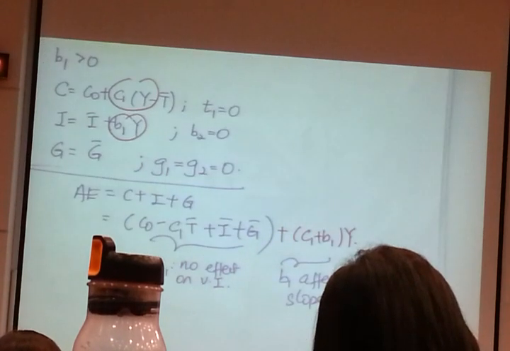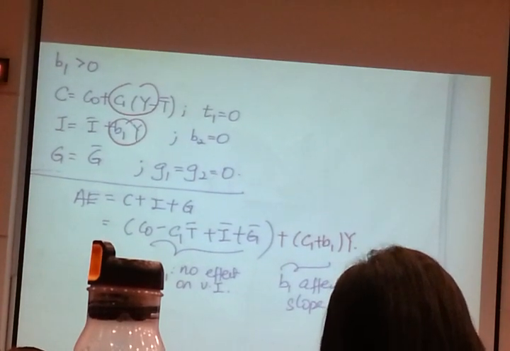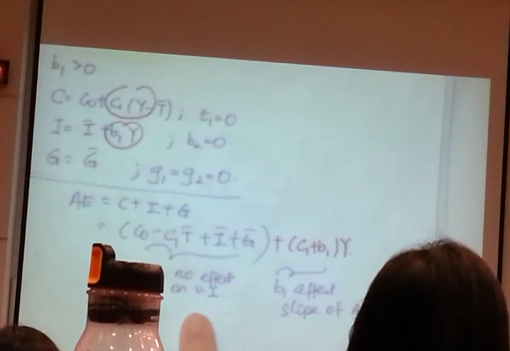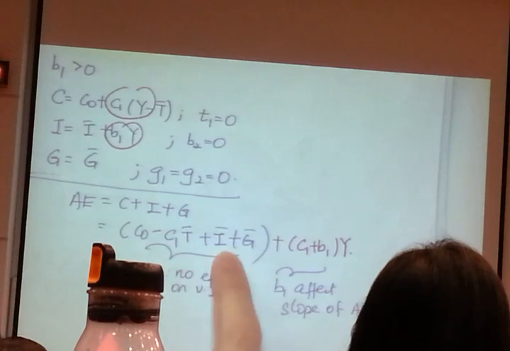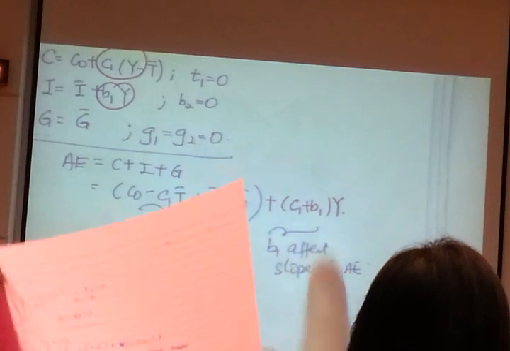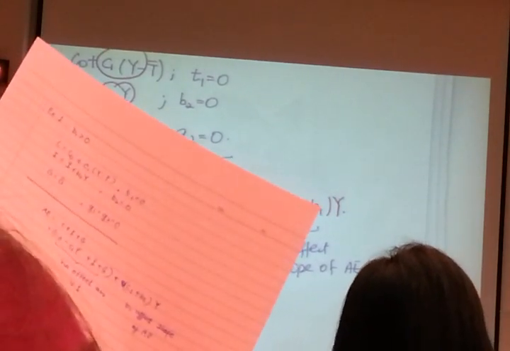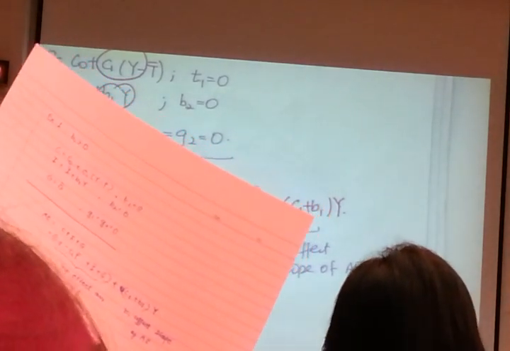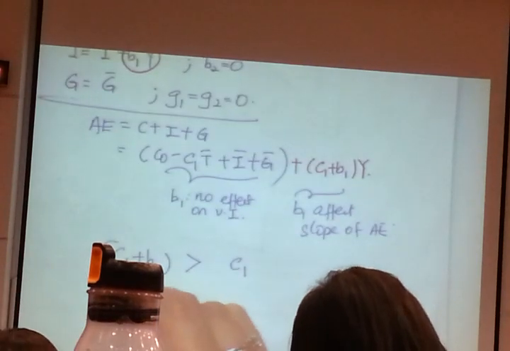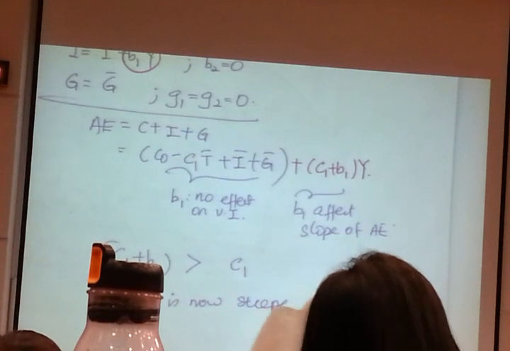So the question asks, how does it affect the AE? Although we are asking you about the curve, you have to know the curve has an intercept and a slope. The vertical intercept does not contain B1 at all. So no effect on the vertical intercept, but it affects the slope. Then you compare C1 plus B1 versus C1. Clearly this is larger, so you know your AE is now steeper.